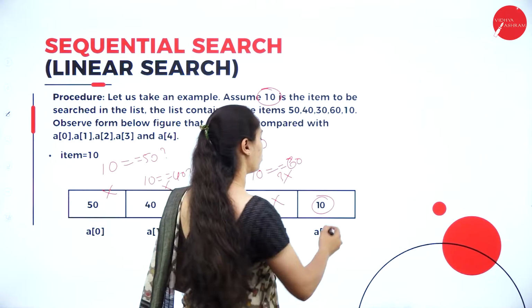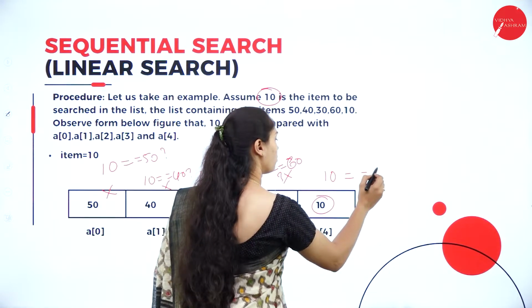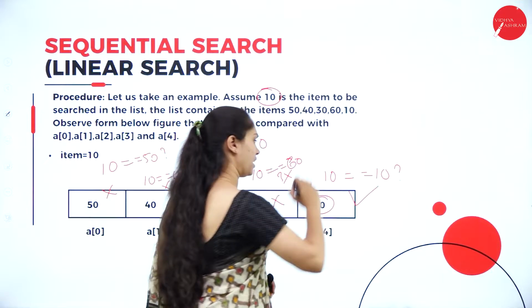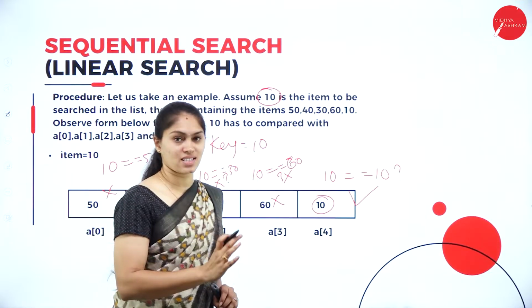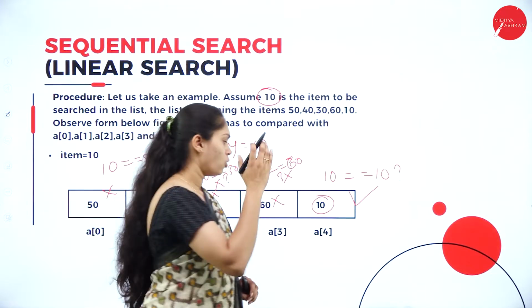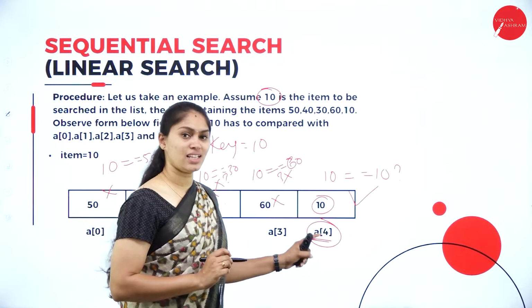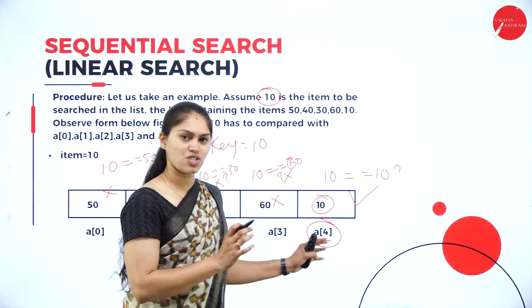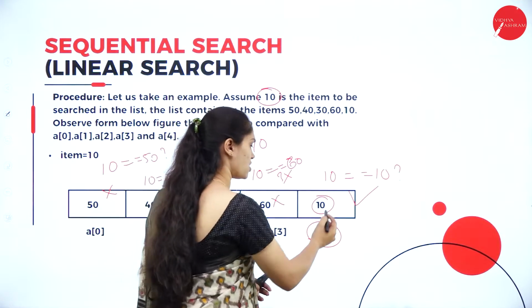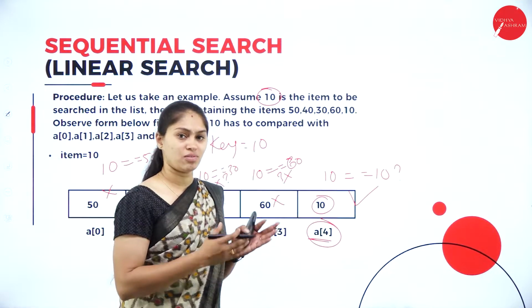At last, I have one more element called 10. 10 is equal to 10. True or false? Yes. So here the search is successful. I found the element, which is in position 4. That means this will return the position or location of the element which we are searching for. So at last, what will it return?